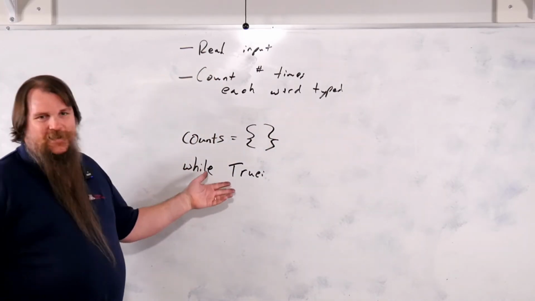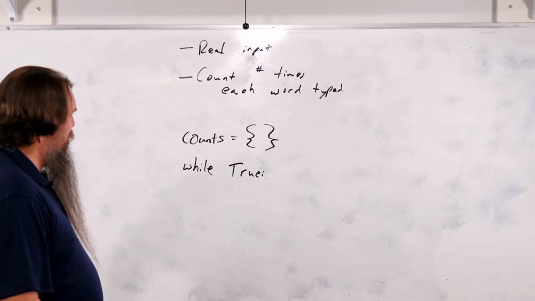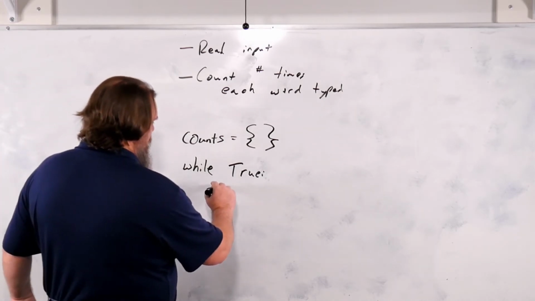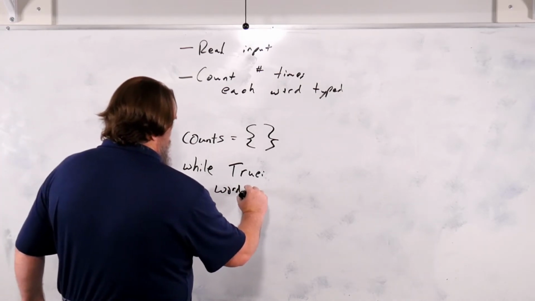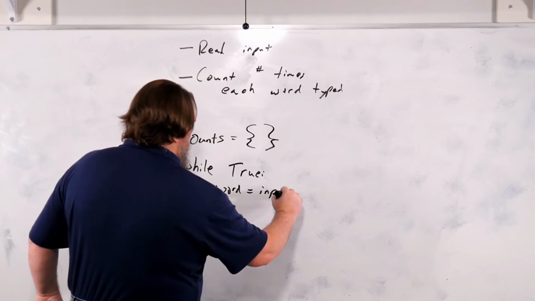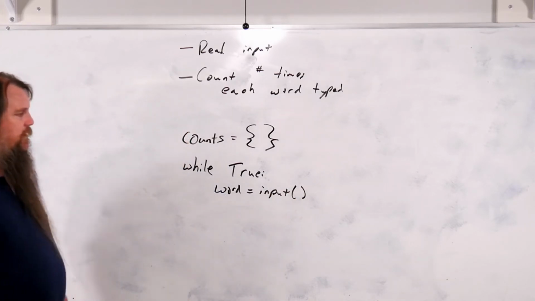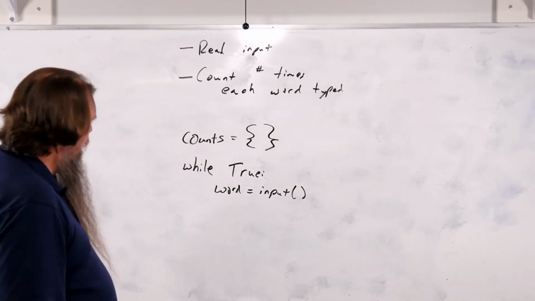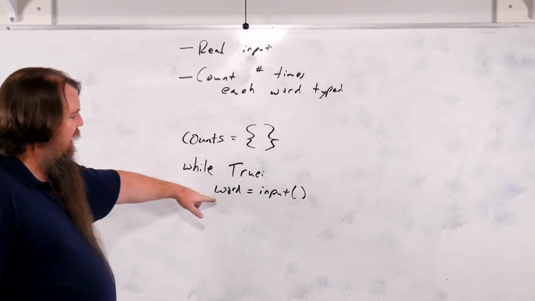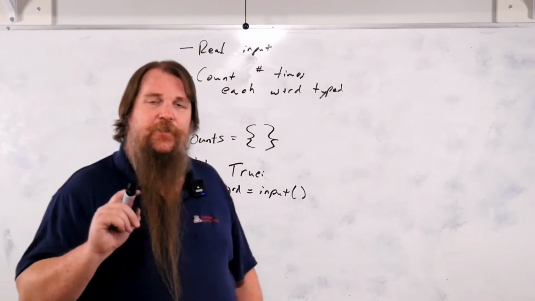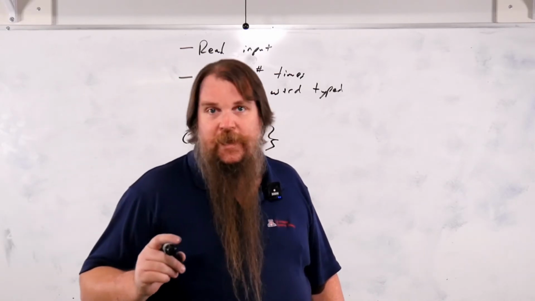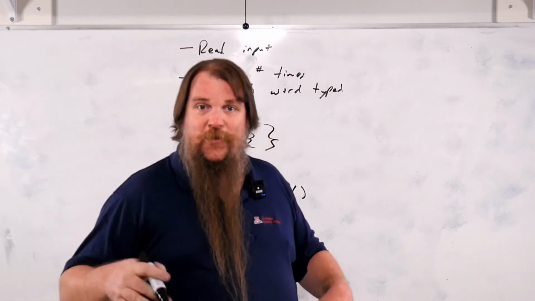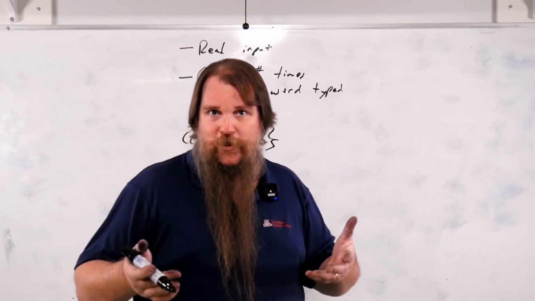So this is going to be stuck inside this while loop forever. We're going to say word equals input. So it's going to read a word from the keyboard. And now it's going to ask the question, have we ever seen this word before? If we have seen this word before, we want to increment the count for that word.